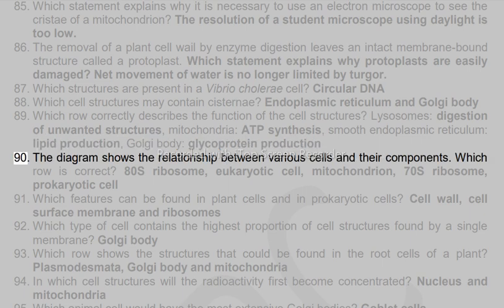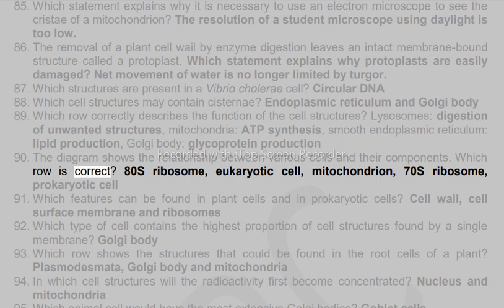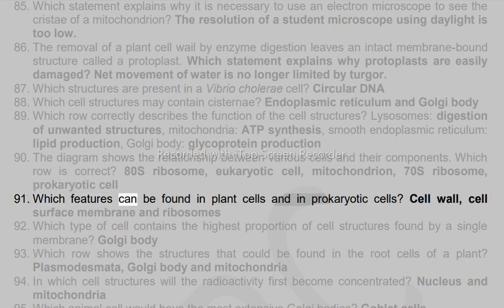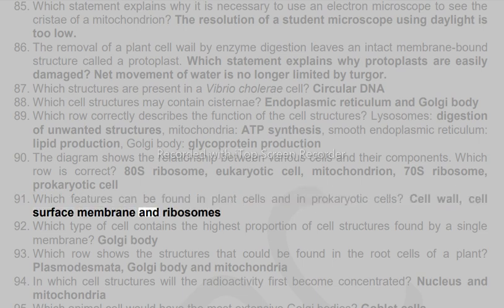90. The diagram shows the relationship between various cells and their components. Which row is correct? 80S ribosome, eukaryotic cell; mitochondrion, 70S ribosome; prokaryotic cell. 91. Which features can be found in plant cells and in prokaryotic cells? Cell wall, cell surface membrane and ribosomes.